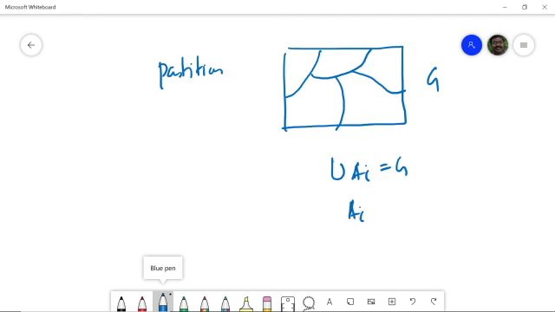AI intersection AJ will be disjoint. So distinct cells will be disjoint, and also there will be no common elements, and when you take the union you will be getting the entire set G. So that is what we mean by partition.